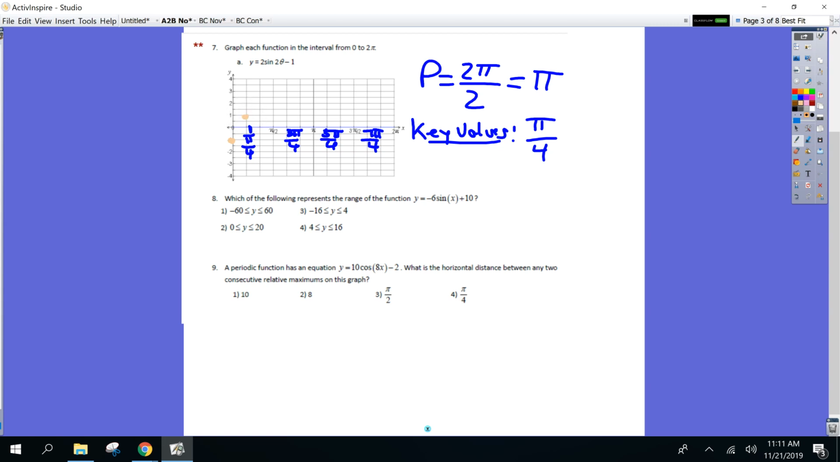Stop me if you have questions. After the max, doesn't it go back to the 0 now? And then goes to the minimum. What's the minimum? Was -2, shifted it down 1. -3. And then back to its 0. And then I got to keep graphing because it does say to 2 pi. So one more time.